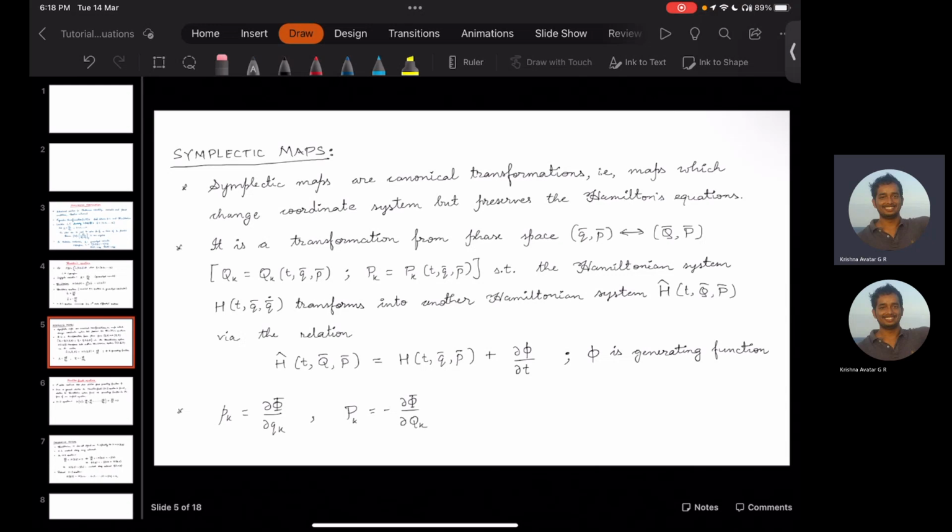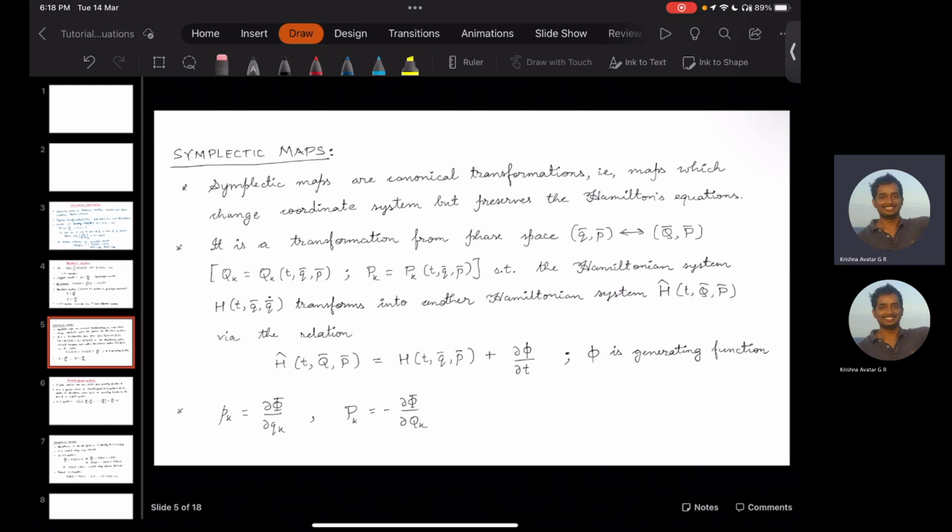So it's essentially a transformation from one phase space, which is q vector, p vector, to another phase space, which is capital Q vector, capital P vector, where the components of the capital Q vector are a function of t, small q vector, and small p vector. And likewise, the generalized new momenta, capital Pk, is a function of t, small q vector, small p vector.